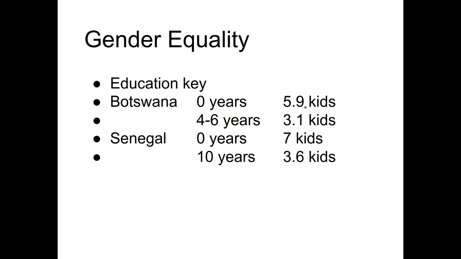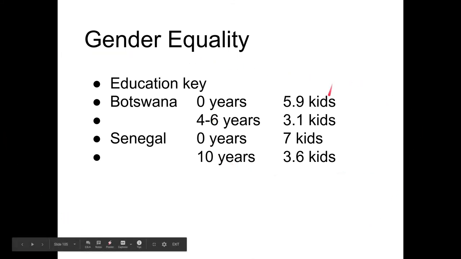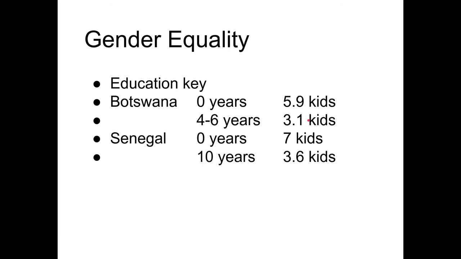So looking in Botswana, women with no education had on average 5.9 kids. Women with only 4 to 6 years of education had 3.1. Senegal, 0 years of education, 7 children, 10 years of education, 3.6 children. These numbers are fairly typical. Every place in the world, when women are given the ability to control their fertility, the birth rate is cut in half. I'll just say that again because it's super important. When women are allowed to control their fertility, the birth rate is cut in half. Same thing happened in Mexico, dropping from 7 children to 3.5 children.